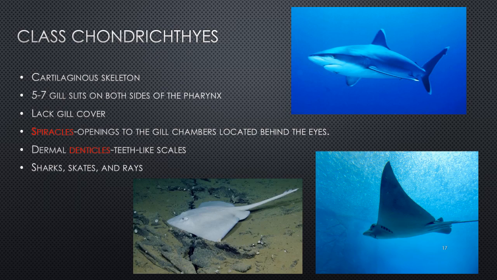And then they have denticles, is what they're called. They're kind of teeth-like scales. So if you have ever been able to rub your hand across a shark's body, you know that it almost feels like sandpaper, and that's because of these denticles.